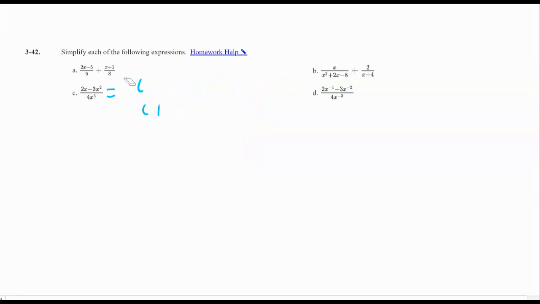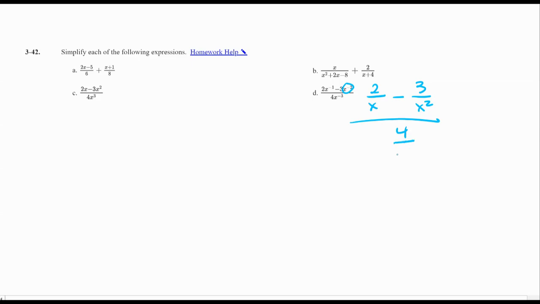For D, let's do D here. D is a little bit tougher. 2 over x. So remember that the x to the power of negative 1 means that it moves to the denominator. And when we're dealing with this here, 2 times x to the power of negative 1, the negative 1 only applies to the x, not the 2. So that's why I'm doing 2 over x here. And then minus 3 over x squared, because of that negative.